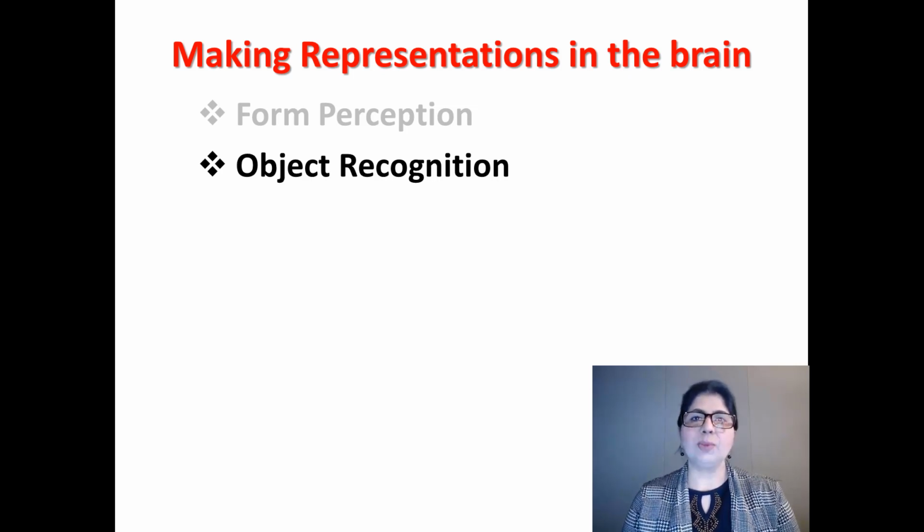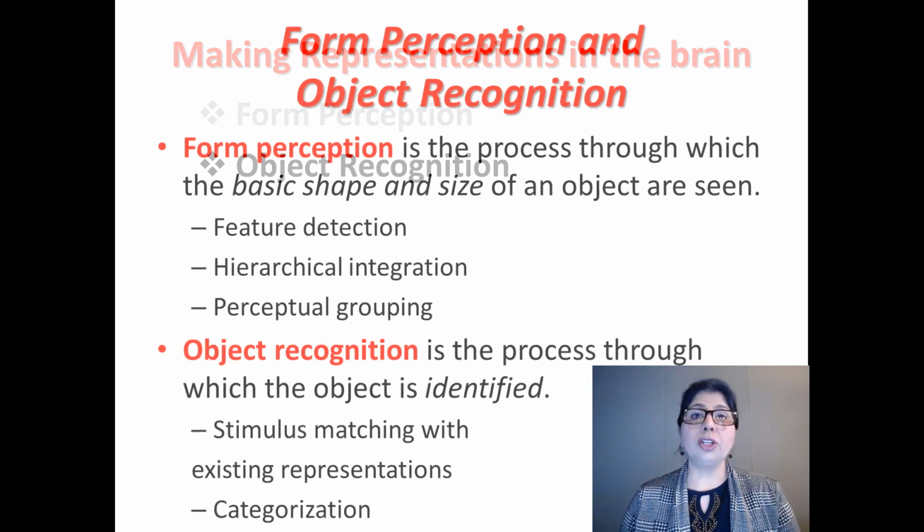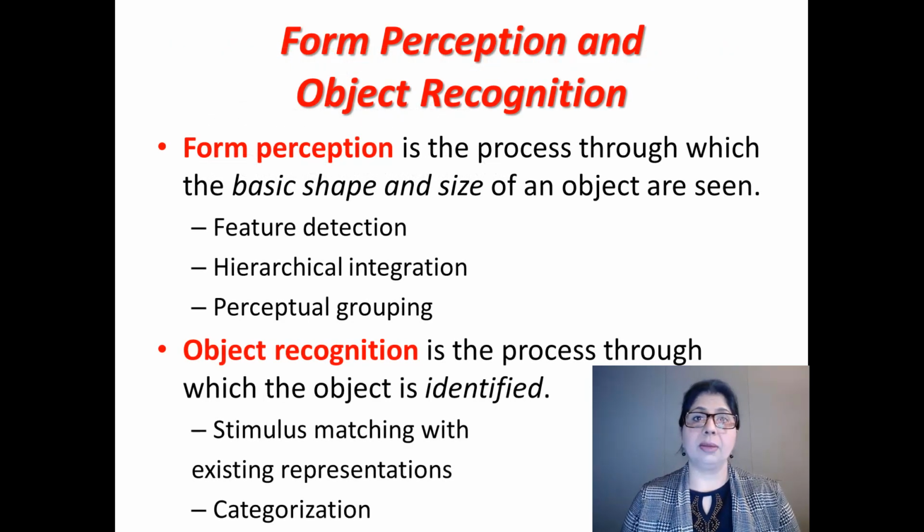Hello again. In this module, we will continue to talk about making representations in the brain. We'll talk about recognizing objects. There are two distinct steps in object recognition. Obviously, the first is form perception. We've talked about this before. We have to detect and pull out basic features: color, orientation, size, and maybe even shapes. So some sort of form perception has to be the first step of recognizing an object.